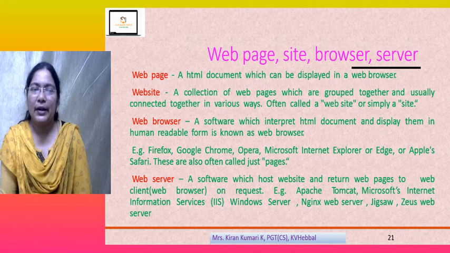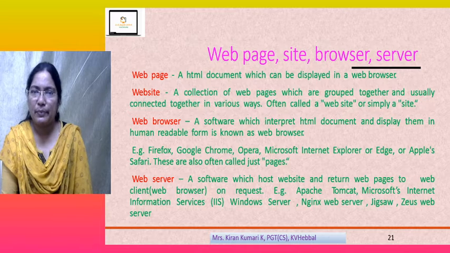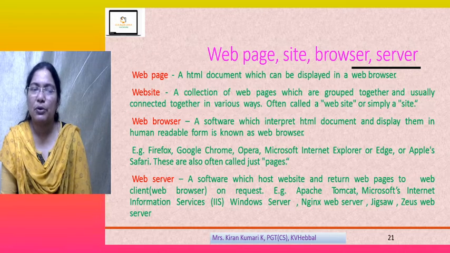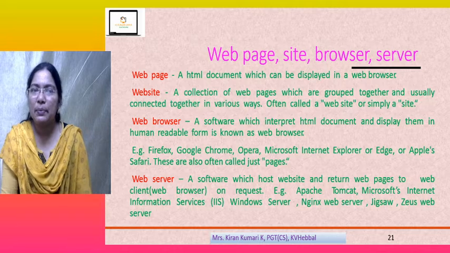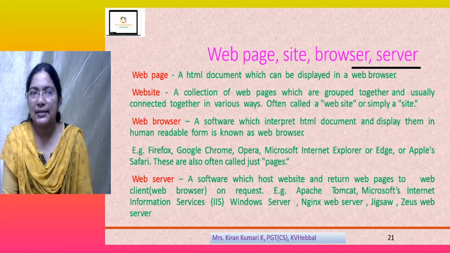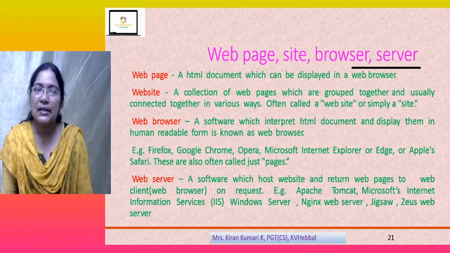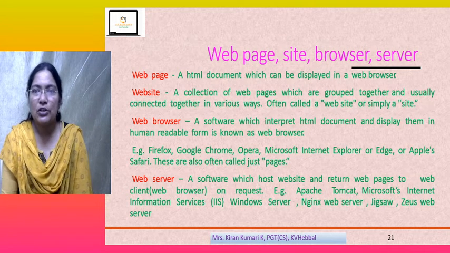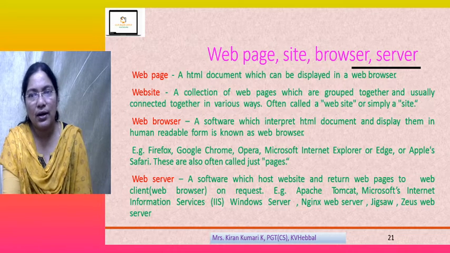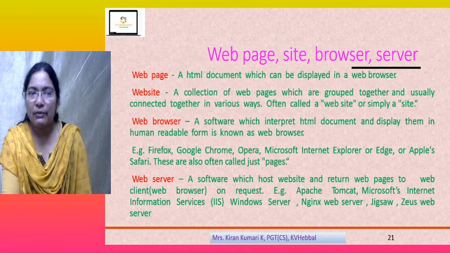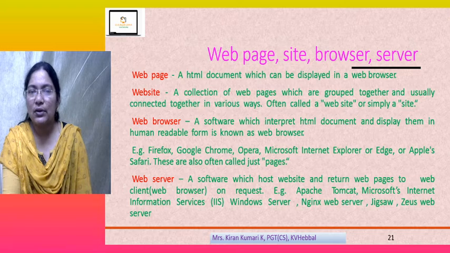Now let us look at what a web page is, what a website is, what a web server is, and what a web browser is. What is a web page? It is a single HTML document which can be displayed in the web browser. A website is a collection of web pages which are grouped together and usually connected together in various ways, often called a website or simply a site. A web browser is software that interprets the HTML document and displays it in a human readable form.